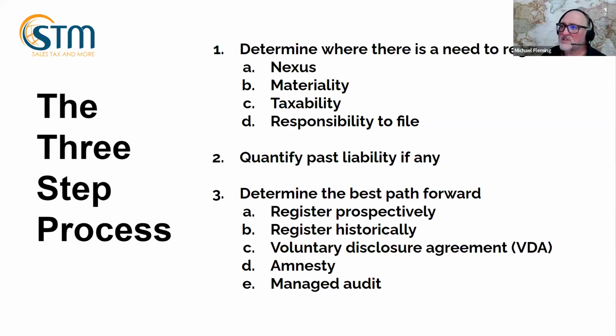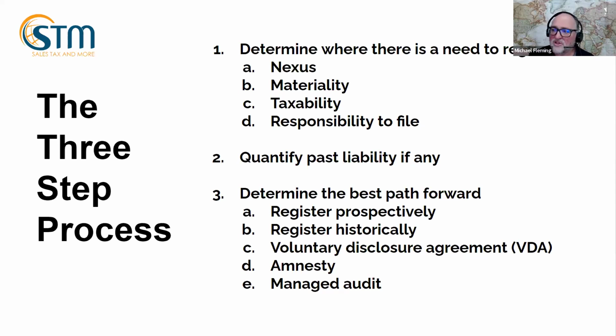Well, there's a 3-step process. Number one, we've just talked about. You've determined all of these things. So the next thing you want to do is quantify past liability, if any. There may not be. You may have just crossed nexus last month, but you may have crossed it 3, 4, 5, 10 years ago. So you've got to quantify your past liability, if any, and then you've got to determine the best path forward.